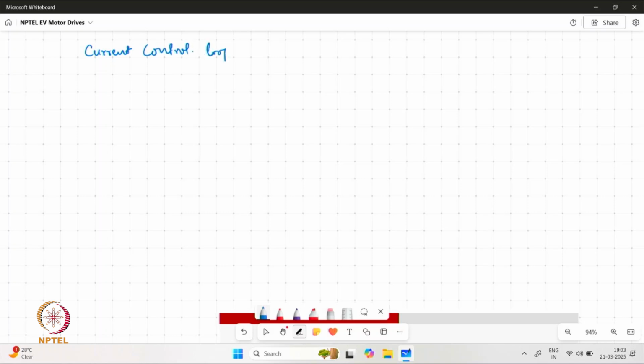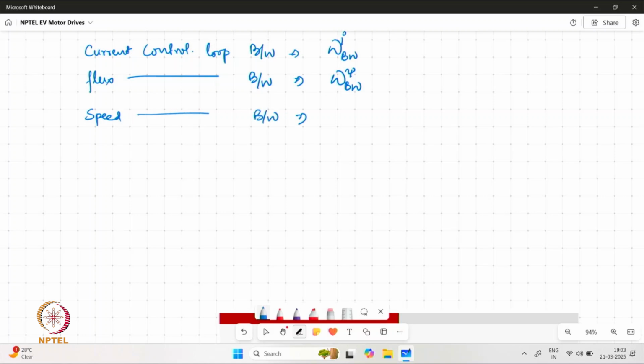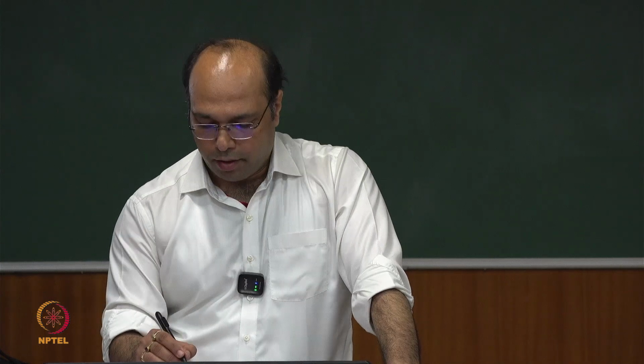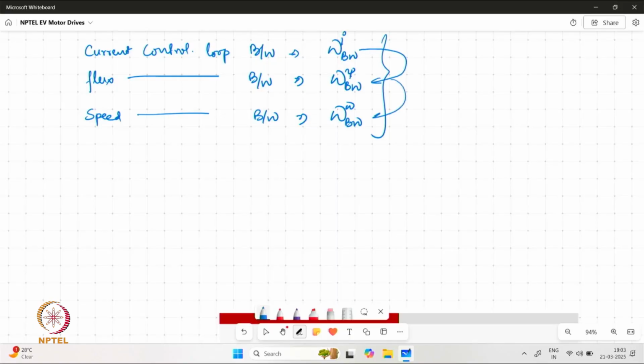So we have the current control loop bandwidth, which we can denote by omega b omega I. We have the flux control loop bandwidth given by omega b omega psi. We have the speed control loop bandwidth. This can be given as omega b omega omega. Now, these three bandwidths are basically going to decide how our system is going to respond, because the current control loop is existing within the flux and speed control loop.